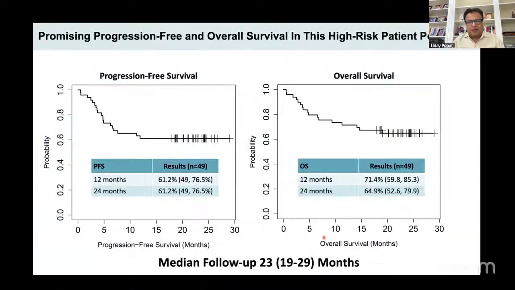And here is the bottom line, 60% progression-free survival. So we were very excited with this data. Follow-up is quite substantial, 23 months. And therefore, we are taking this into a randomized trial to see if this holds up.